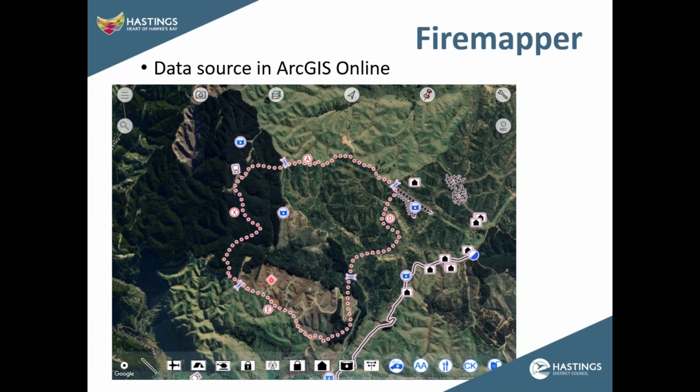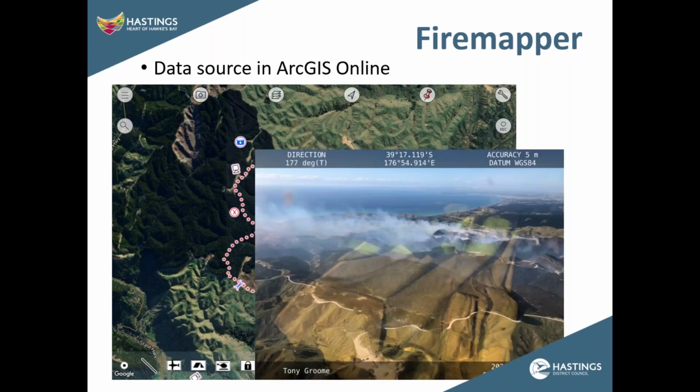application. There is a photo point to the northwest of the fire perimeter in this map. And here is the photo from that point with some of the key data that is attached to the photo, like date, time, latitude, longitude, and the direction that the photo was taken. FireMapper also has the ability to display real-time tracking of the fire trucks and helicopters.